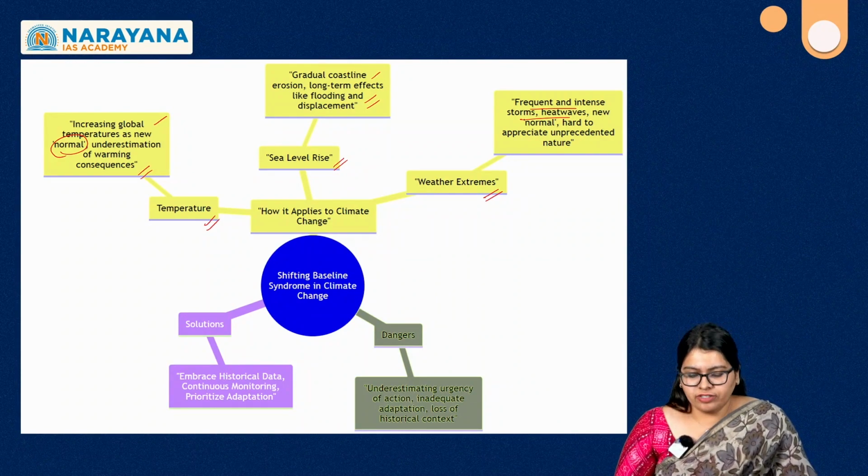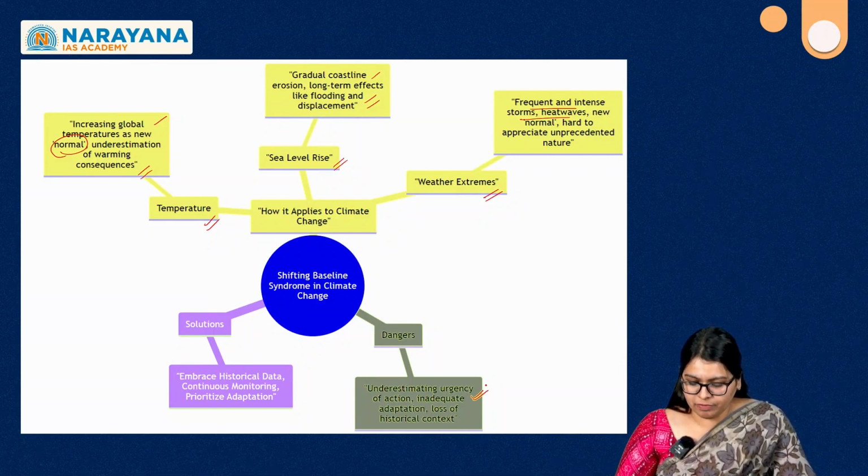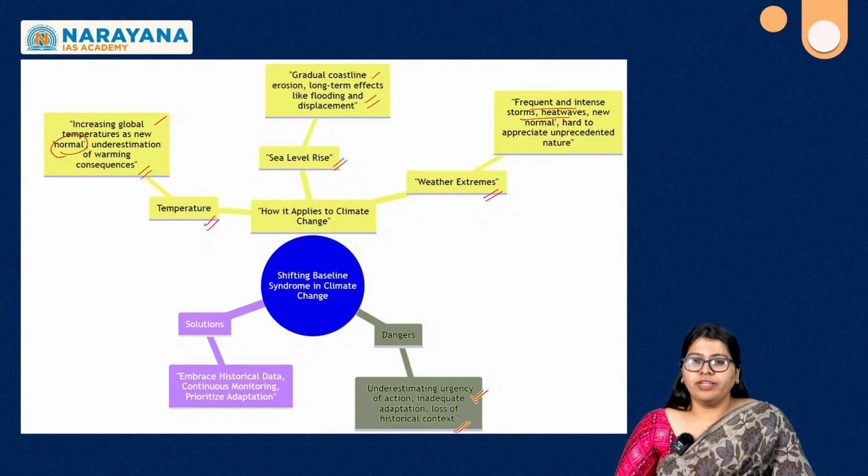So what are the dangers associated with this shifting baseline syndrome? We tend to underestimate the urgency of the adequate actions that we have to take against climate change. So there is an underestimating of urgency of action, inadequate adaptation taking place, and also loss of historical context.